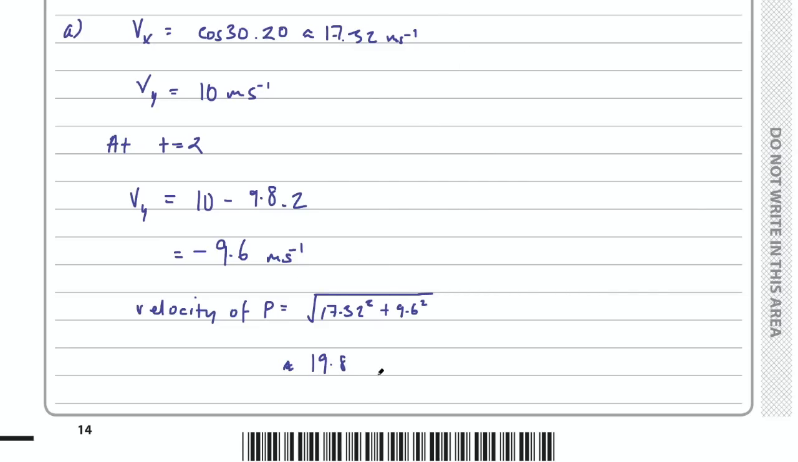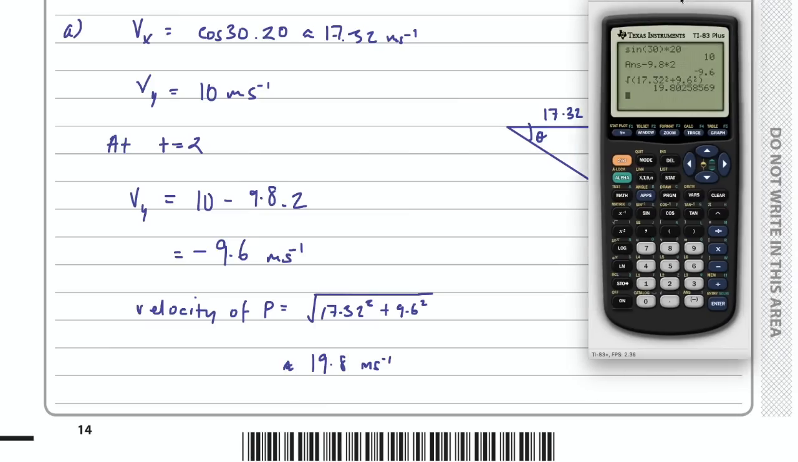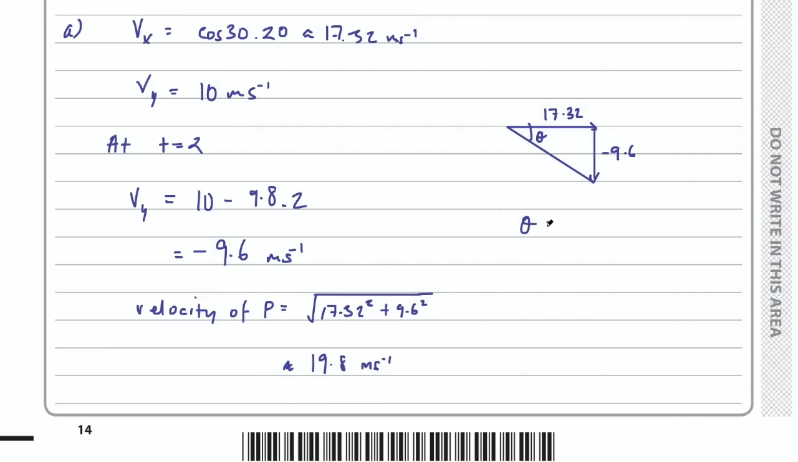And because it's a velocity, we also need a direction. Always be careful with these questions, whether it says speed or velocity. We need a direction, and this is a negative velocity, so it's falling back towards the ground. We have the horizontal velocity 17.32 and the vertical velocity negative 9.6. We can use the tangent ratio to find that angle, so theta equals inverse tan of opposite over adjacent.